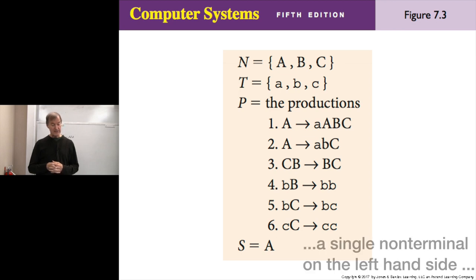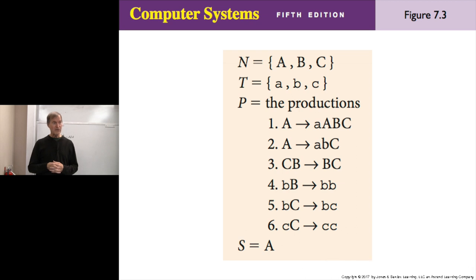But look, what about production rule 1? That looks like a single non-terminal on the left-hand side. Rule 2 looks like a single non-terminal on the left-hand side. But what about rule 3? More than just a single non-terminal on the left-hand side. And what does rule 3 say you can do? If you have a big C and a big B, you can replace that with what? Big B, big C. Yeah, you can flip them. This is just the B and the C, and it's only going that one way. Notice that we don't have a BC produces a CB.